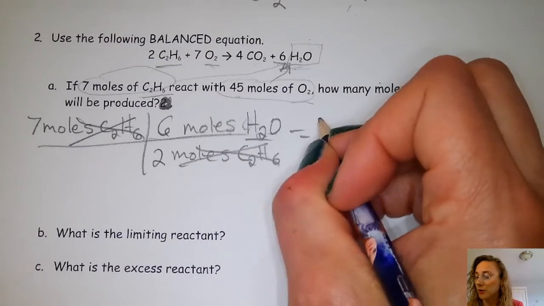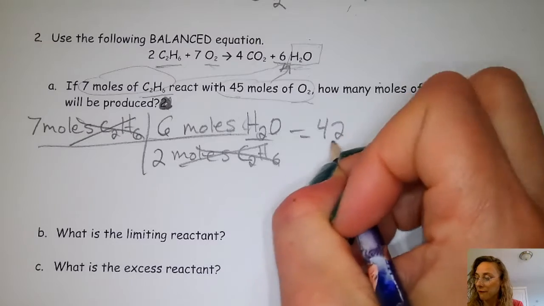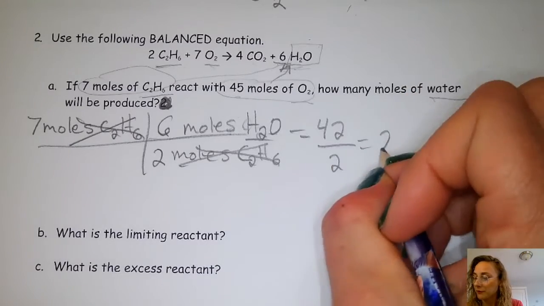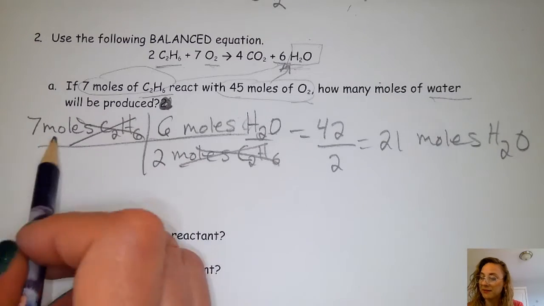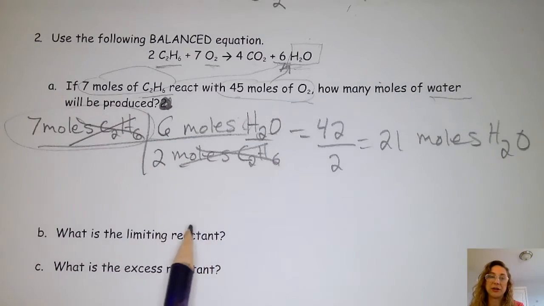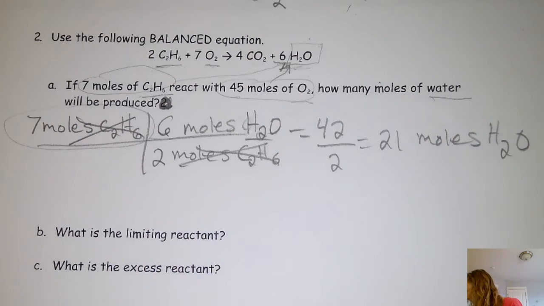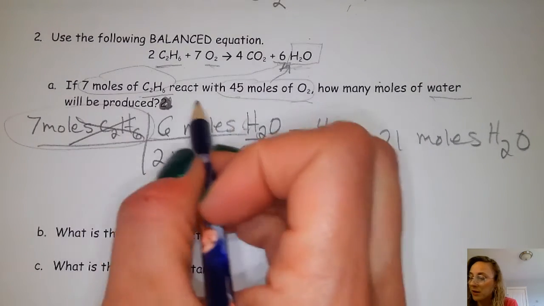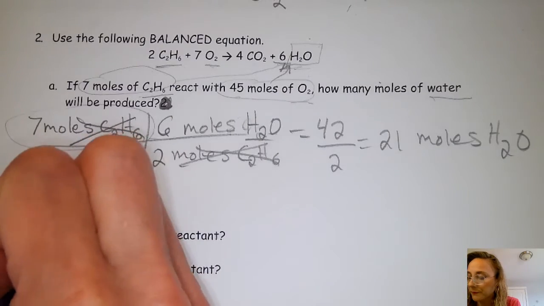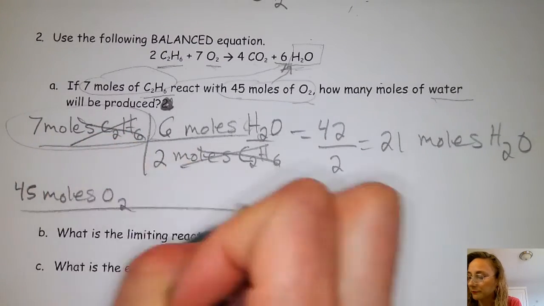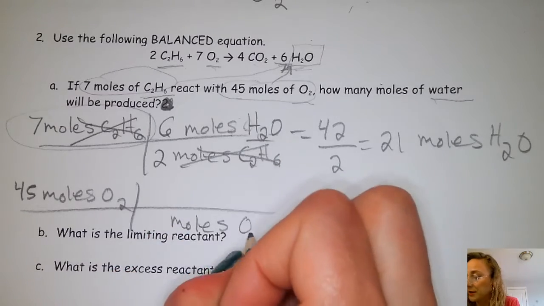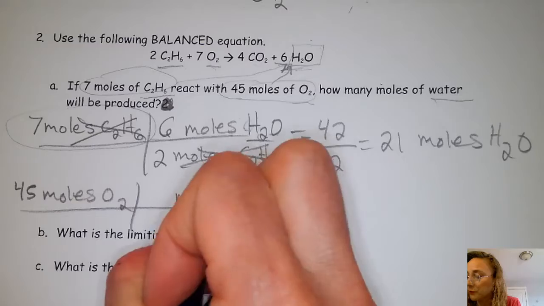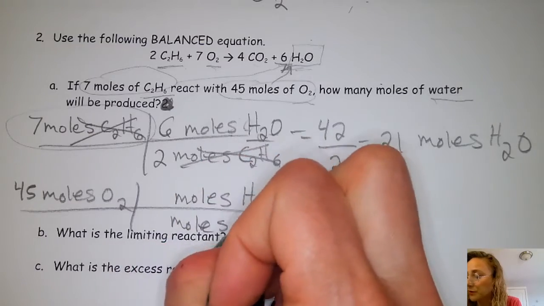Okay, so this creates a ratio of 42 over 2. So we have 21 moles of water being formed by that 7 moles of the C2H6. By the way, that's ethane. Okay, super great. So now for the second part, with the 45 moles of O2, moles of O2 go on the bottom, because we're trying to get rid of moles of O2, and moles of water go on the top, because that's where we're trying to go towards.